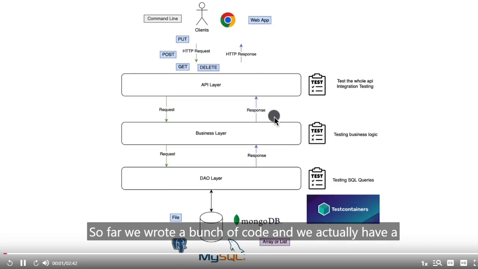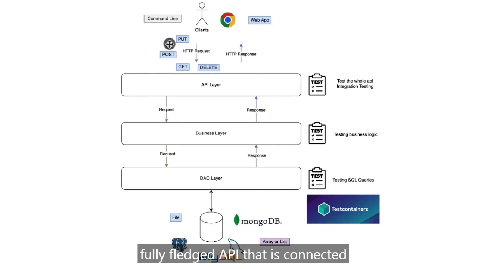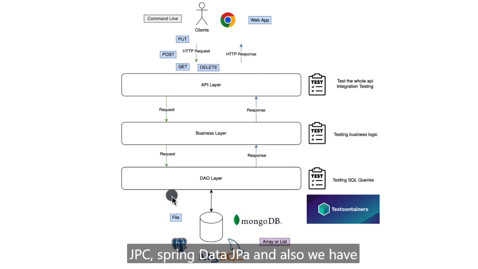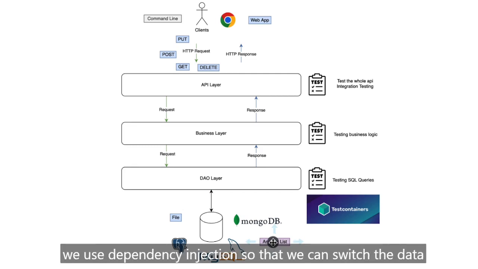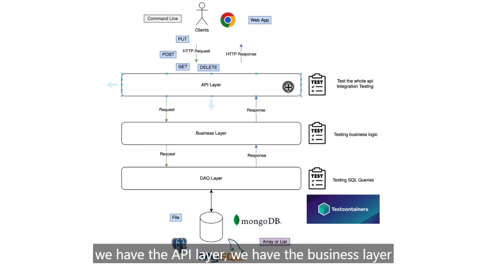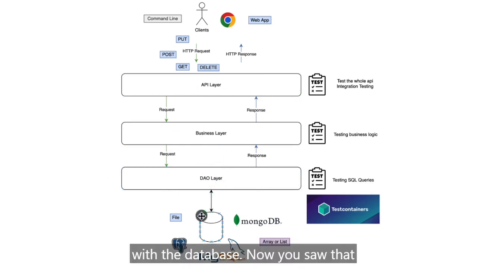So far, we wrote a bunch of code and we actually have a fully fledged API that is connected to a real database, and we are using Spring Data JDBC, Spring Data JPA, and also we have a list where we are storing data, and you saw how we use dependency injection so that we can switch the data source. So we have this n-tier architecture application where we have the API layer, we have the business layer for business logic, and the DAO for interacting with the database.